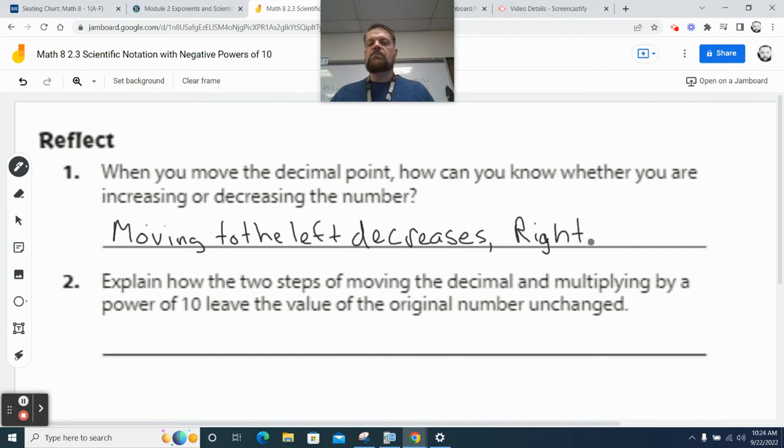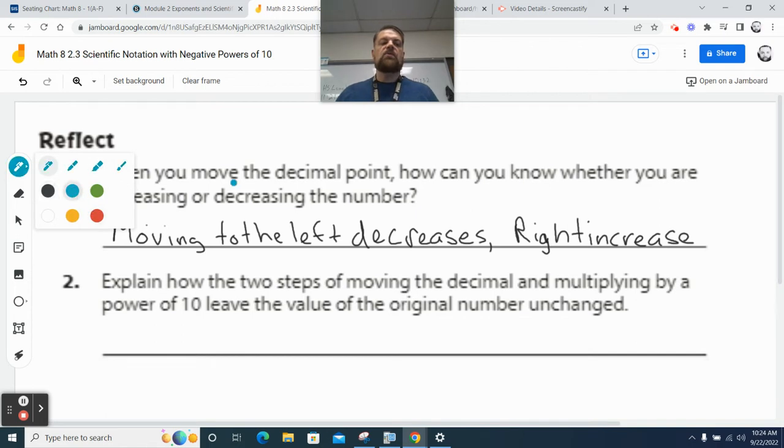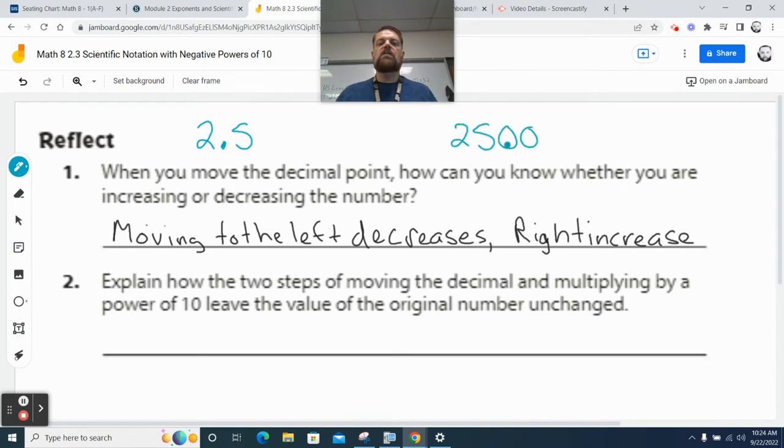Okay, that's a separate statement slash question. Maybe I'll provide some context, right? So let me give you an example. If I have 2.5, right? If I move that decimal to the right, it becomes 200, 2,000. We'll just say I move it a couple spaces. In other words, to get 2,500, I went 1, 2, 3. So I moved it to the right and it increased.